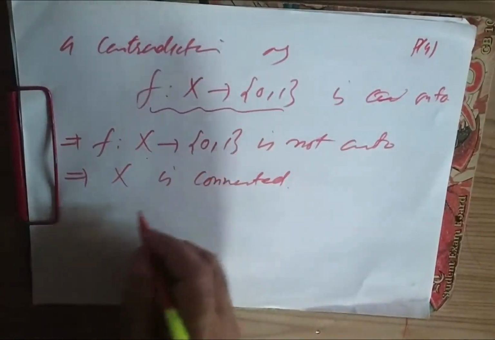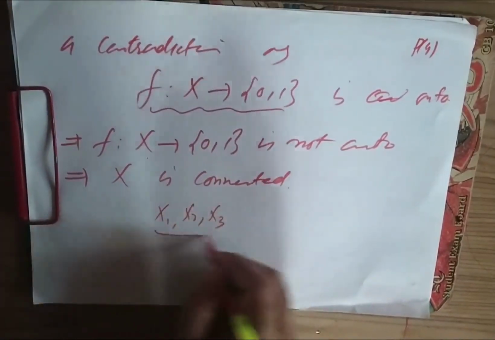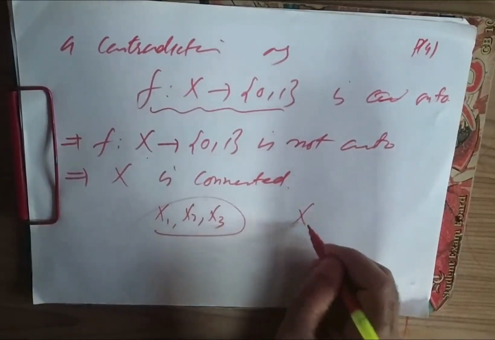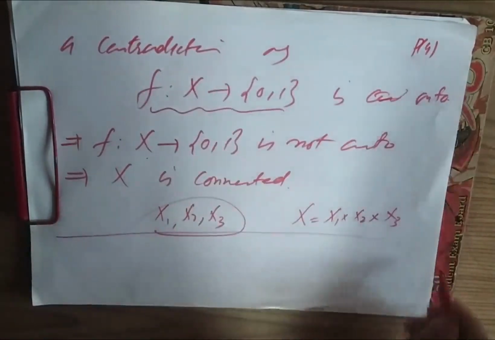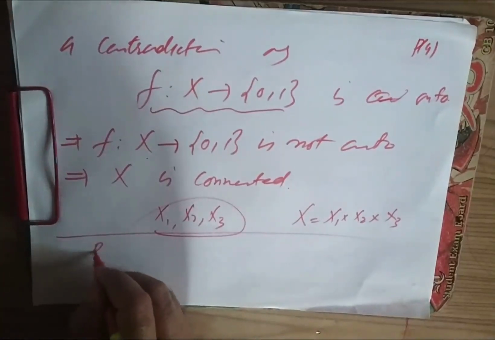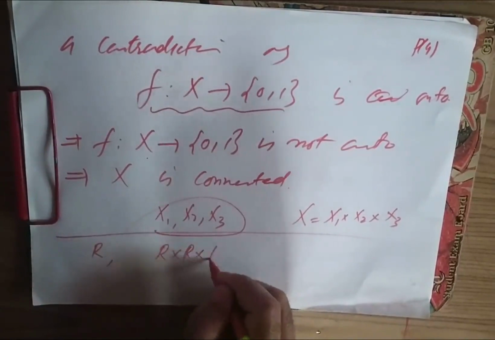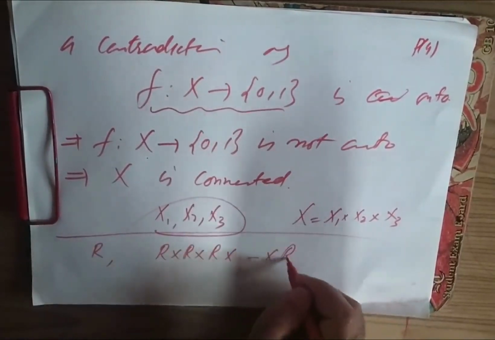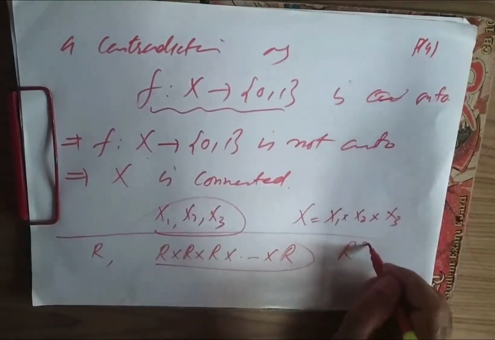So that means whenever we have three connected spaces X1, X2, X3, then their product X equal to X1 cross X2 cross X3 is also connected. And also we know that R is connected, so the product R cross R cross R, n times, is also connected. So Rn is a connected space.